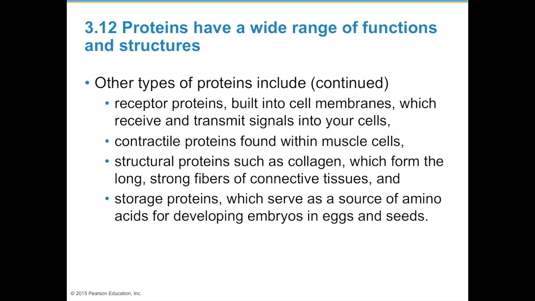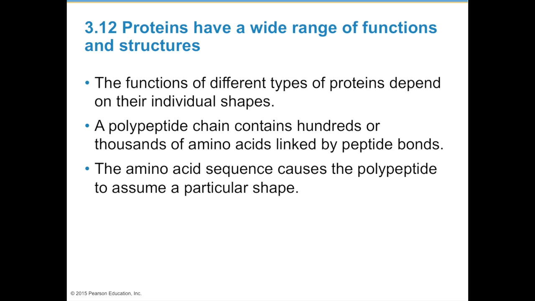Muscle cells only do one thing, contract. Well, they do two things typically. They contract and relax and contract and relax. Contractile proteins within that muscle. Structural proteins like collagen. You have storage proteins, which serve as a source of amino acids for developing embryos and eggs and seeds. The function of different types of protein depends on their individual shape.